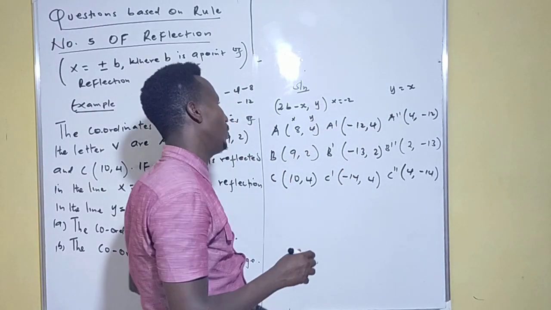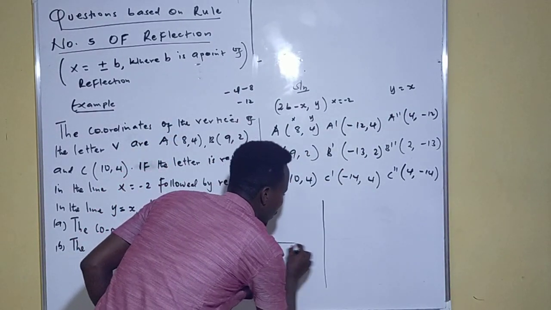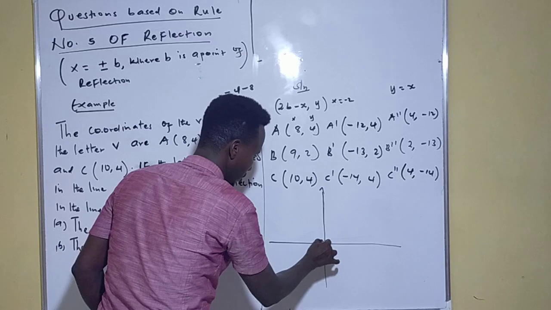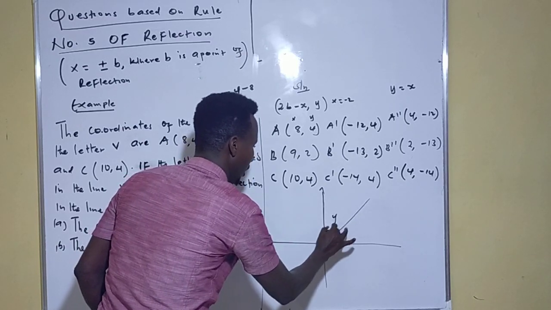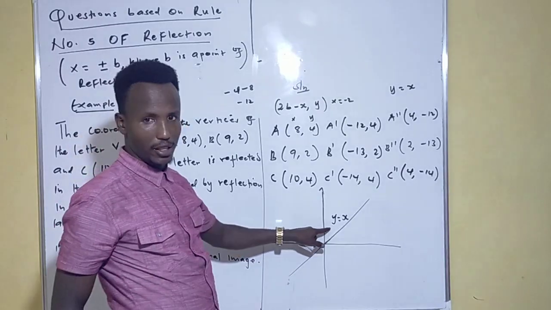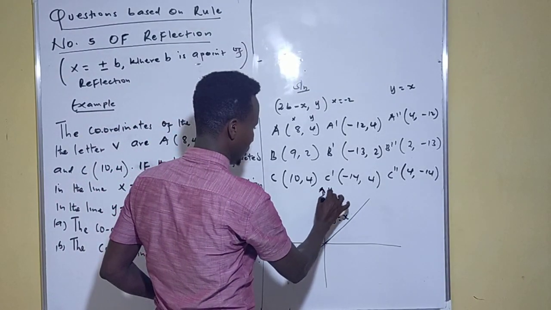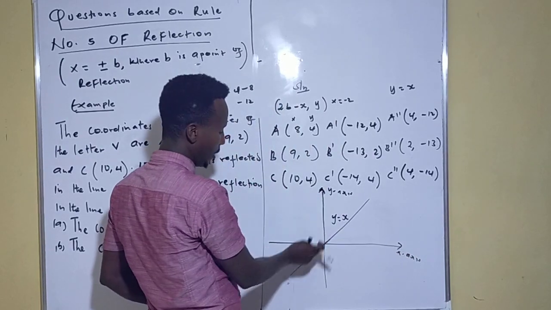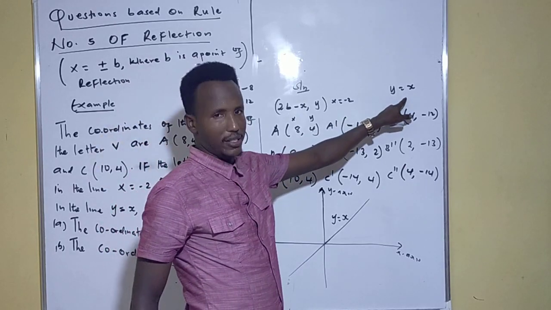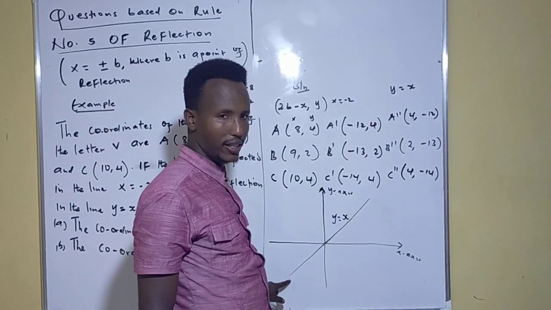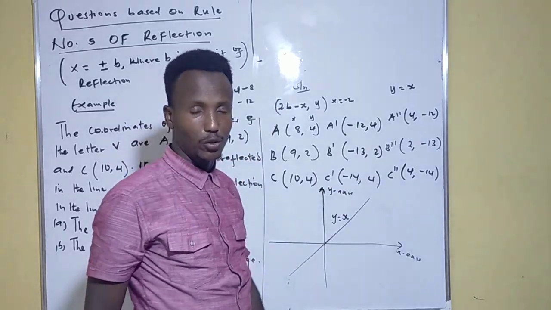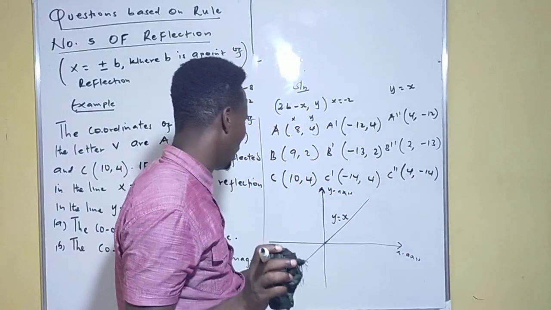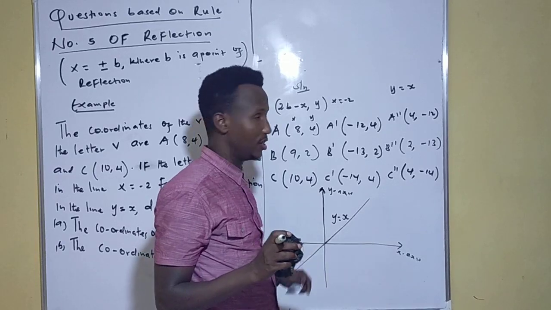Remember we said that the line y is equal to x passes through the first quadrant and the third quadrant, for your information. When this is the y axis and this the x axis, there are the first quadrant, second quadrant, third quadrant, fourth quadrant. The line y is equal to x passes through the first and the third quadrants. So take your ruler and draw, then write y is equal to x on top of it. If you don't do that, you'll be penalized, because this is the line of reflection and you must draw it.